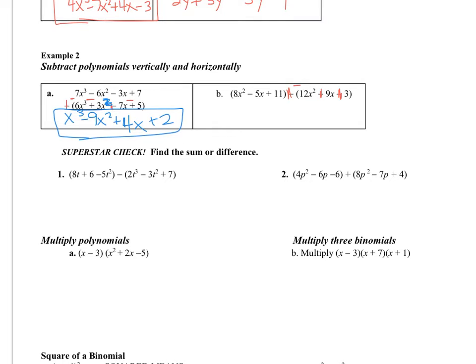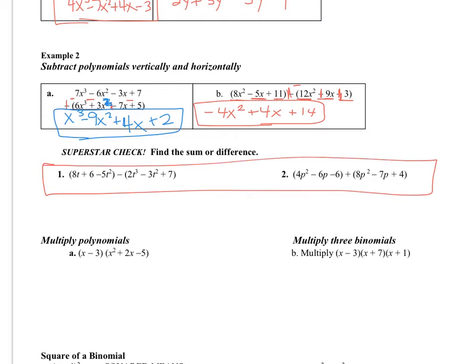Same thing over here, except we first distribute the negative, and then we just combine like terms. So 8 minus 12 is negative 4. The exponents stay the same. Negative 5x plus 9x makes positive 4x. 11 plus 3 makes 14. Done. So make sure that you do 1 and 2. These two are things that I'll look at tomorrow in class to see if you have those done.